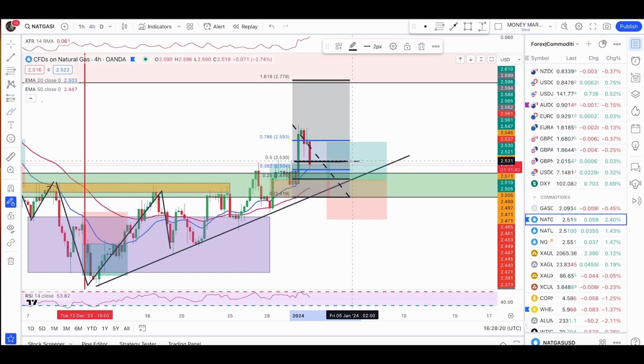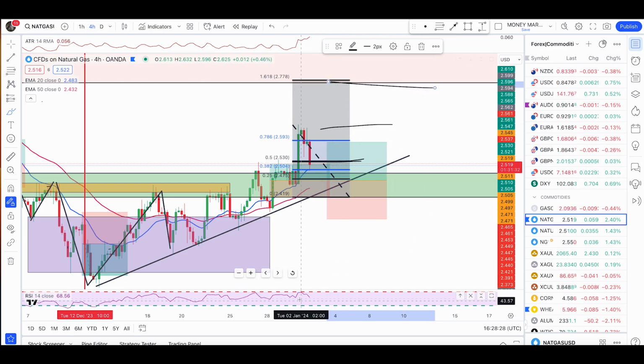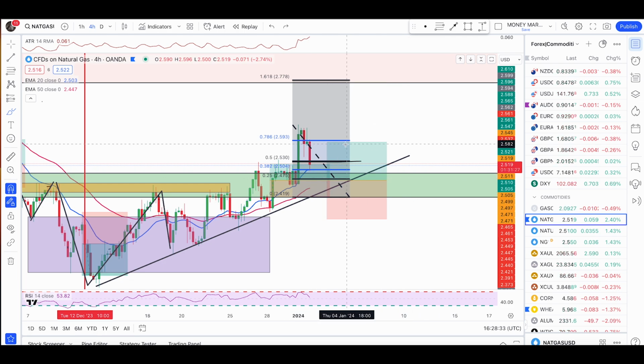For an aggressive trader, this is itself an entry, and take profit can be 1 ATR, or you can manage it till the 1.618 retracement. Stop loss can be below this pattern. So this is for an aggressive trader. You can manage it from the 1 ATR till the 1.618 retracement.